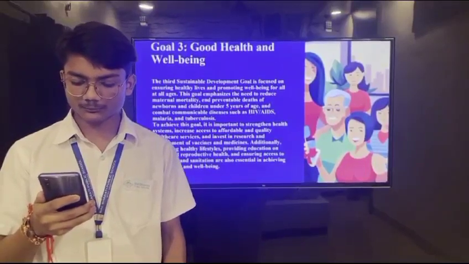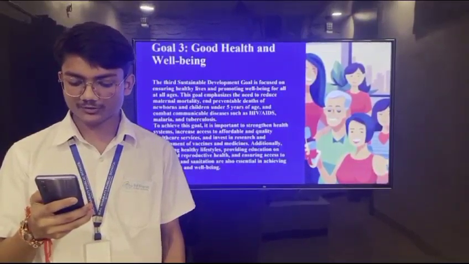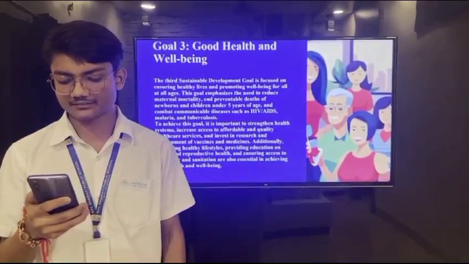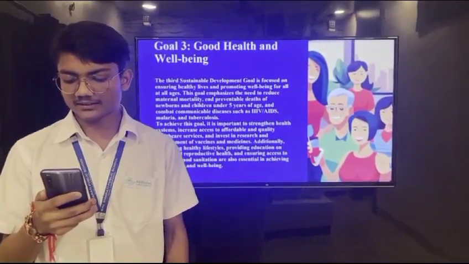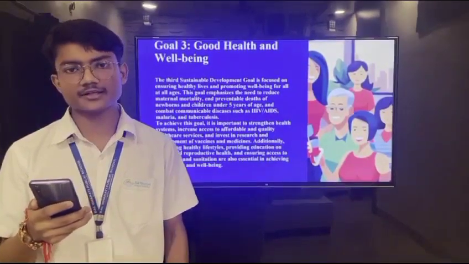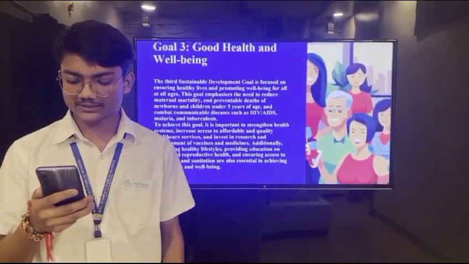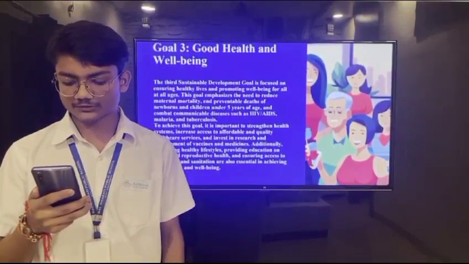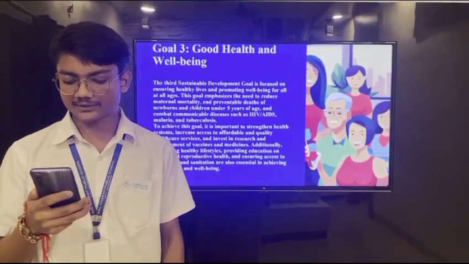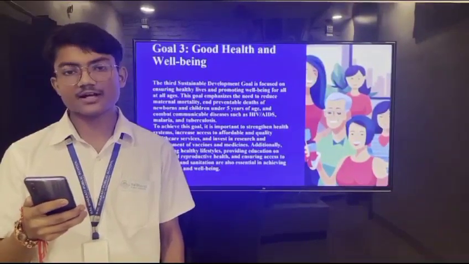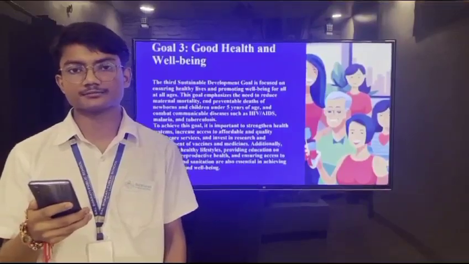In order to accomplish this, it is crucial to improve access to cheap, high-quality healthcare services, as well as to invest in the development of new vaccinations and medications. Achieving good health and well-being also requires promoting healthy behaviors, offering education on sexual and reproductive health, and guaranteeing access to safe water and sanitation.